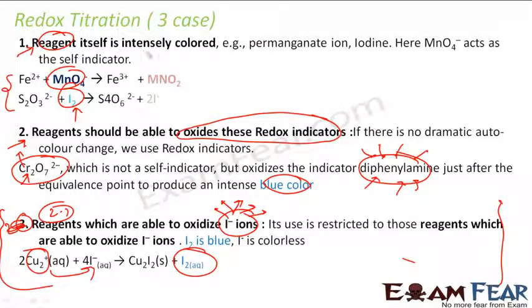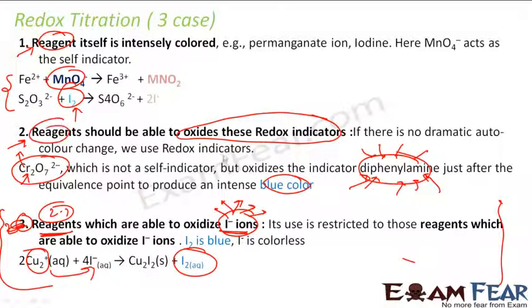One is where the reagents themselves change color, for example MnO4- and I2. The second is the reagent doesn't change color, but the reagents can change the color of the indicators, right? So indicators can be diphenylamine, I- also, since I- is used very widely in the market, but this is applicable only to those reagents which can oxidize I- ion, because not all reagents can. So this is a subset of this.